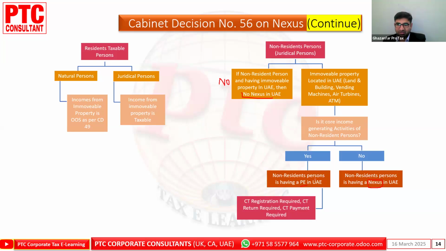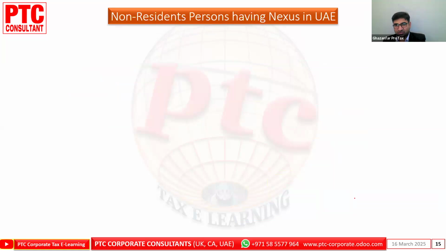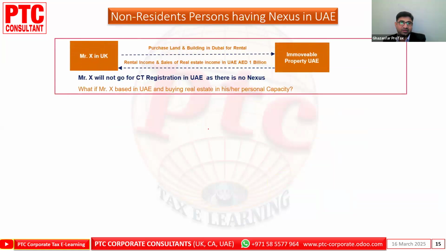The test we already performed in certain steps. Corporate tax registration is required, corporate tax return is required. Now let's see an example: Mr. X in the UK purchased land and building in Dubai for rental. Mr. X has immovable property in the UAE, with rental income and sale of real estate in the UAE of 1 million. He purchased immovable property, and from here there is rental income.